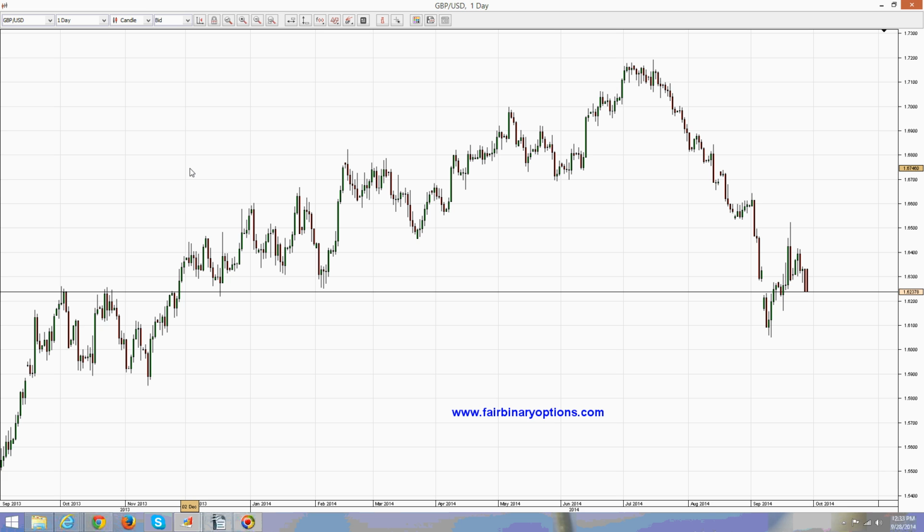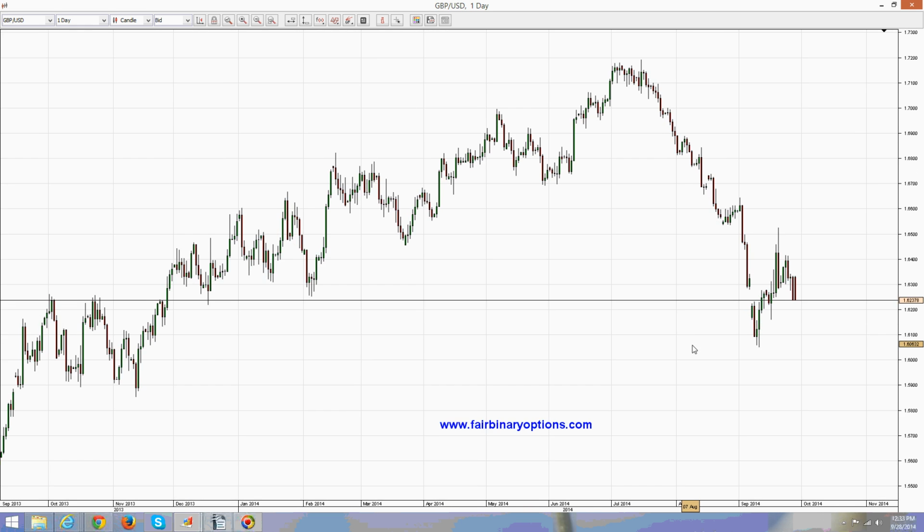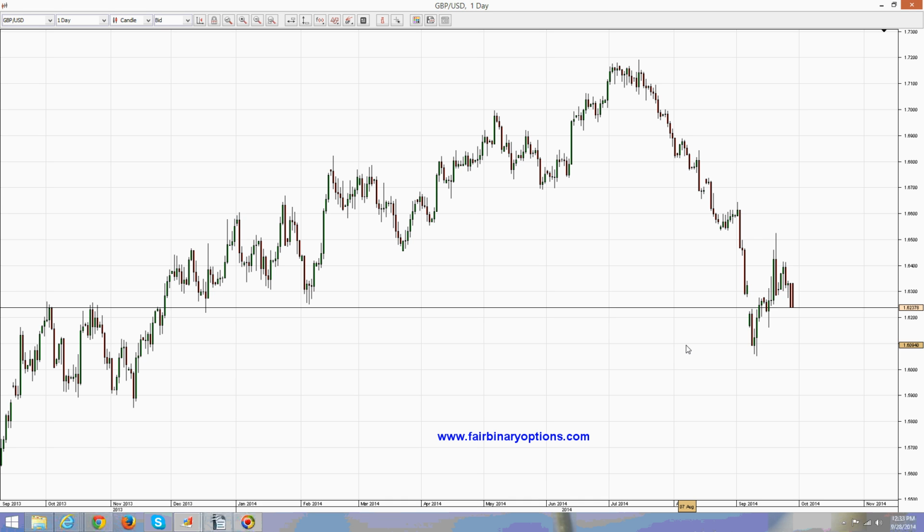We're looking at the Great Britain pound US dollar for the end of the week here, this being of course Sunday the 28th of September. And we're looking again at the Great Britain pound US dollar, as from my point of view we still have some more room to move to the downside and not to the upside.